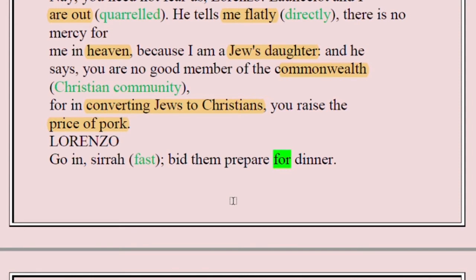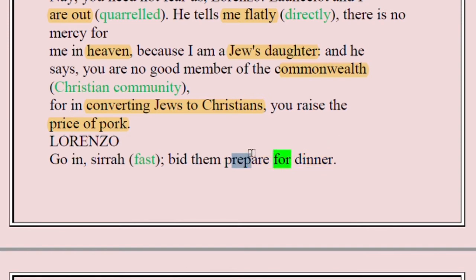Now, over here, you have to remember one thing, that while speaking, we often use certain words which are not correctly placed in that particular sentence. We often use incorrect words in a sentence. In the same way, Lorenzo used this word "for." He says bid them, that means bid the servants prepare for dinner. What Lorenzo wanted to mean is tell the servants to prepare dinner. But he has used a wrong word over here, that is "for."